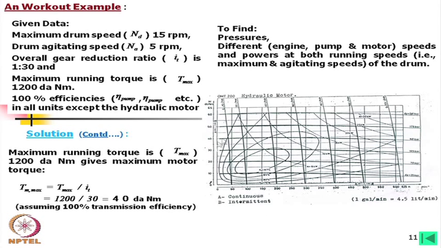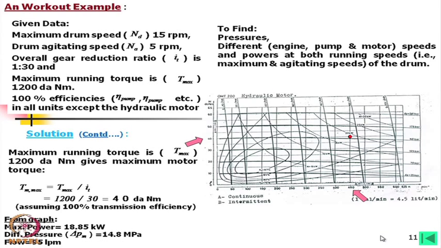Now looking into this motor characteristics curve, 450 rpm is here, because we need 450 rpm, so we will follow this line, and then torque is 40 daN·m. So we will find that this is our operating point. Now at that operating point we will find the power, etc. We will look into this.